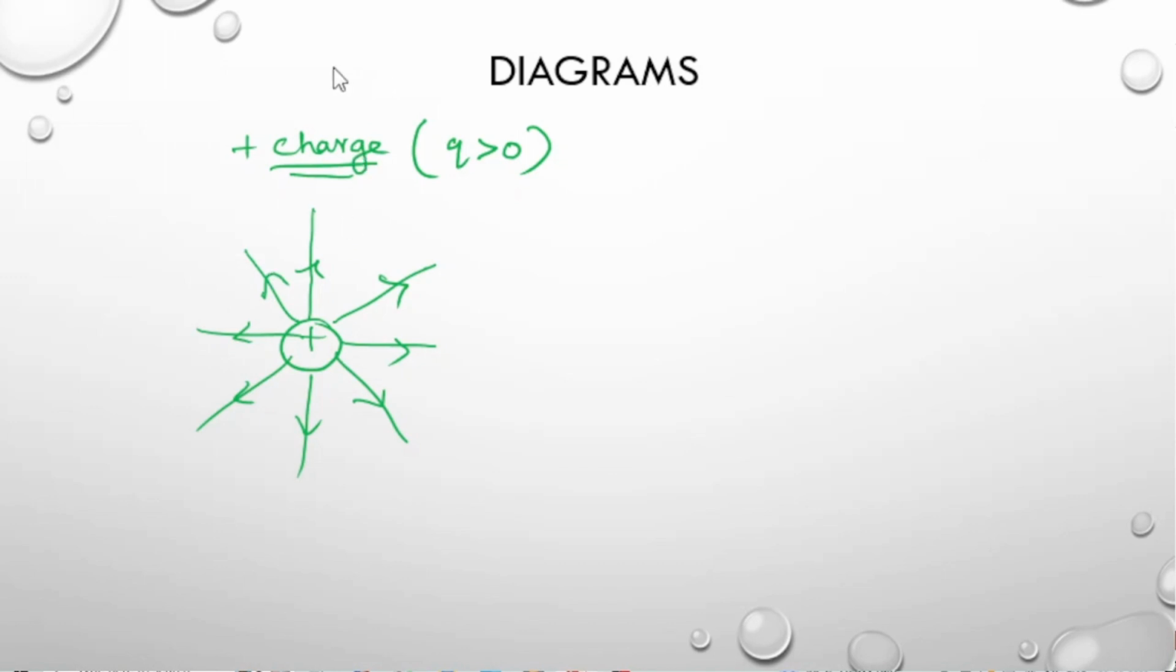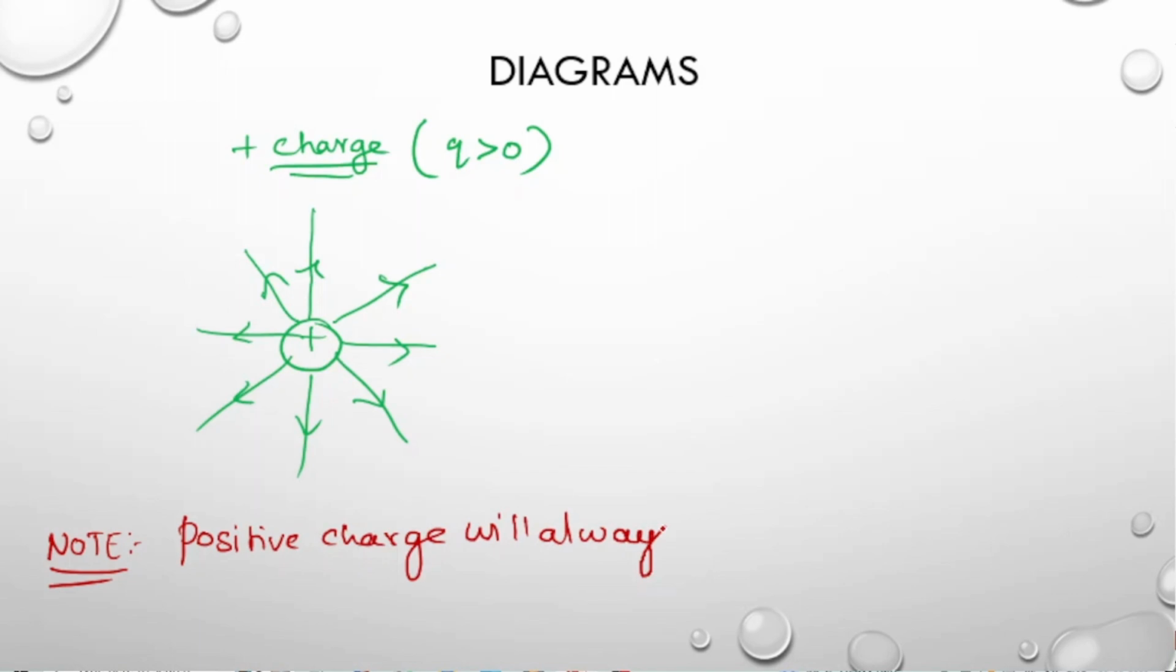Important note. Write it as note. So positive charge will always move radially outwards. Okay, this is a very important observation. Positive charge will always move radially outwards.